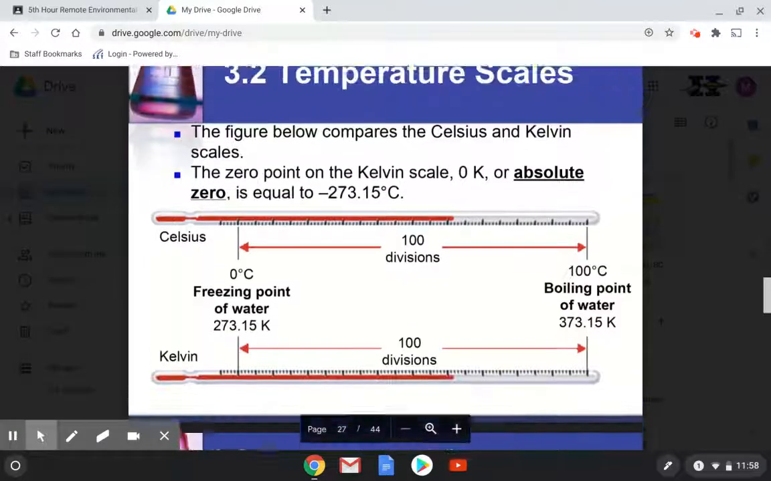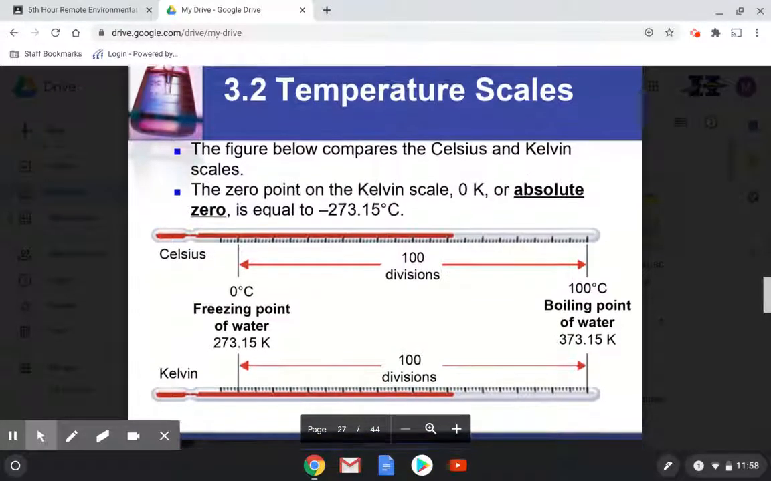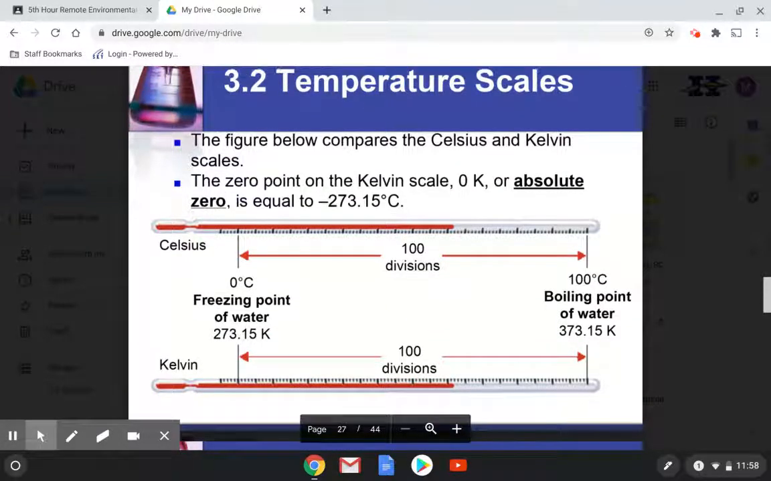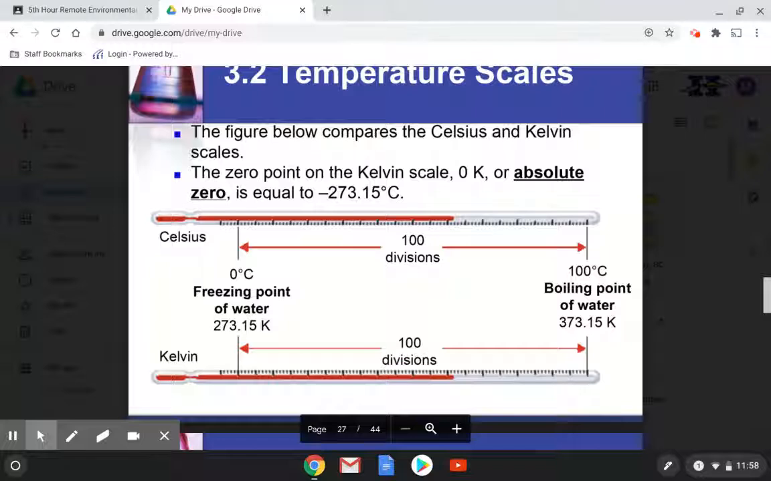Just looking at temperature scales and how that looks, the figure below compares the Celsius and Kelvin scales. So the 0 point on the Kelvin scale is equivalent to negative 273.15 degrees Celsius. Okay. So again, different ways of measuring it. There are conversions to get to each one. We'll talk about that. But you have to be specific when you're talking about what you're measuring in.